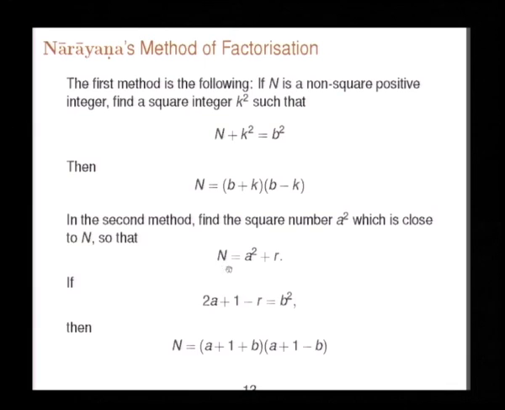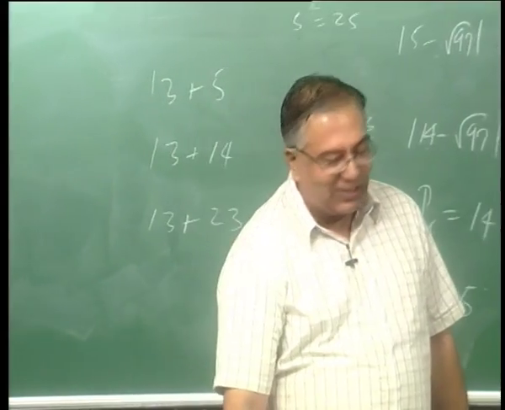So the next one is, think of n as a squared plus r. So take out the nearest square from it. Suppose it happens that 2a plus 1 minus r is a square. Then of course n is equal to a plus 1 plus b into a plus 1 minus b. Again it is a lucky chance, it may happen, it may not happen.